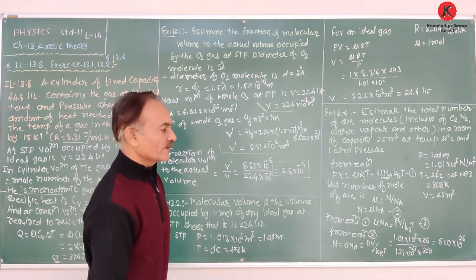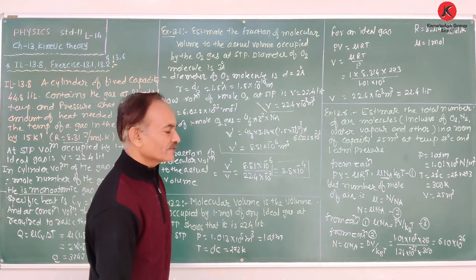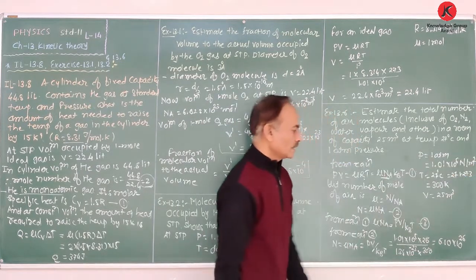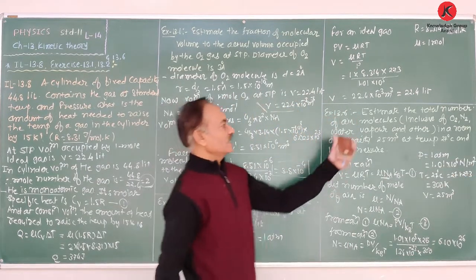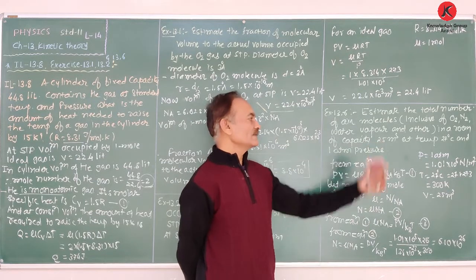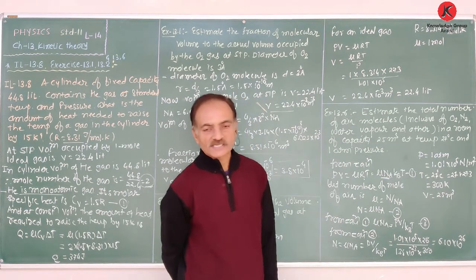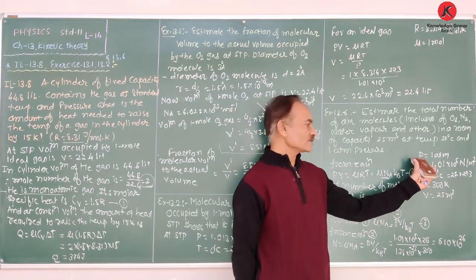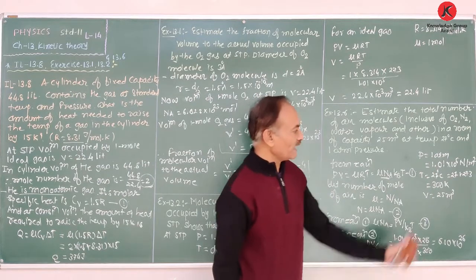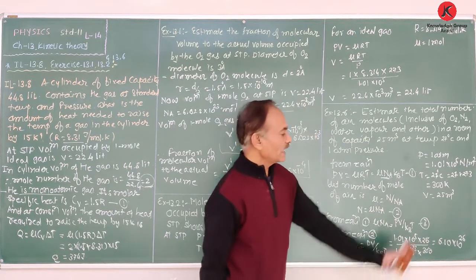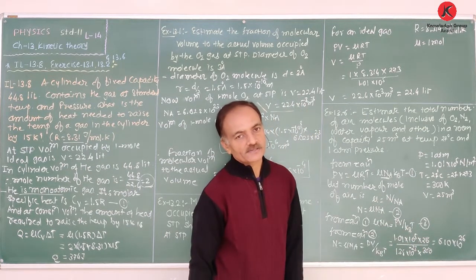Number of atoms or molecules in the room is 6.1 into 10 to the power 26. Okay, that is the number of molecules. Now again, this is a very easy numerical. We have to find out the total number of molecules in a given room having volume 25 meter cube at temperature 27 degrees centigrade and 1 atmospheric pressure. Pressure is given 1 atmospheric, therefore 1.01 into 10 to the power 5 Newton per meter square. Temperature is 27 degrees centigrade, therefore 300 Kelvin, and volume of the room is 25 meter cube.